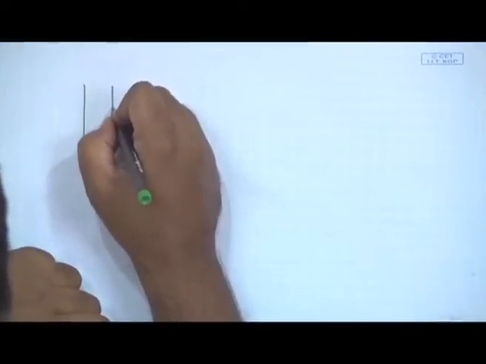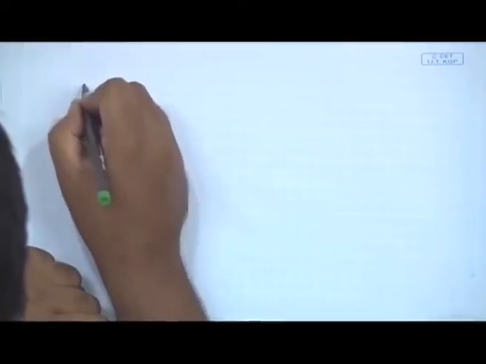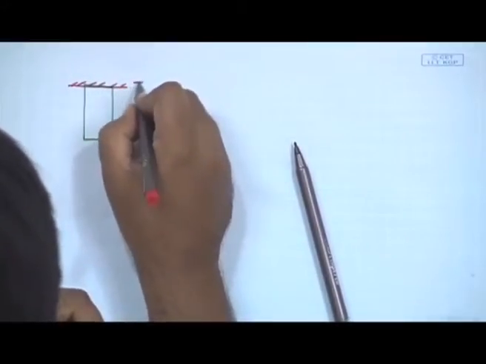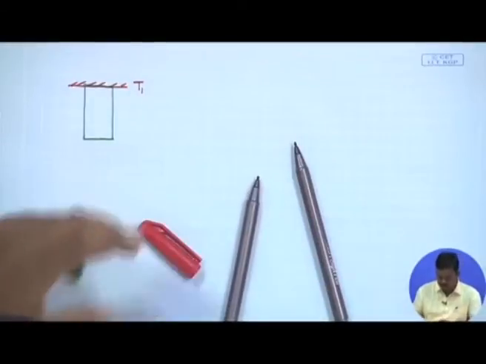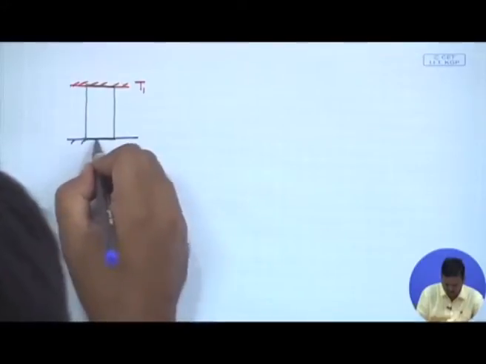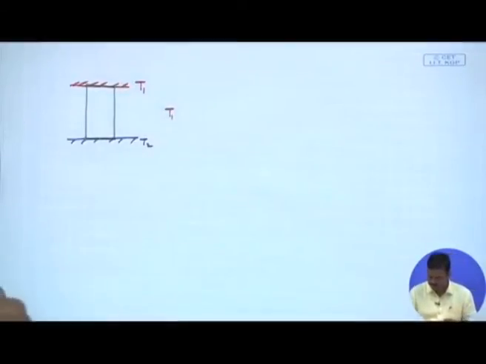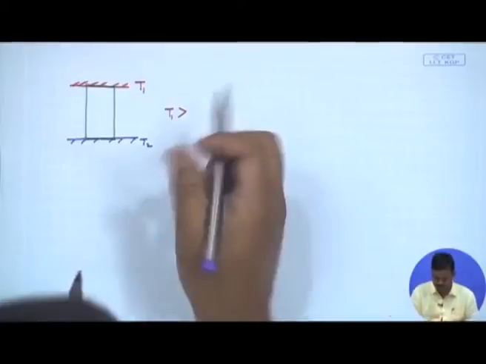So, let us consider a metal in this form, a metal bar. Okay. I am maintaining one end at a temperature T1 and I am maintaining the other end at a temperature T2, where I know that T1 is greater than T2.